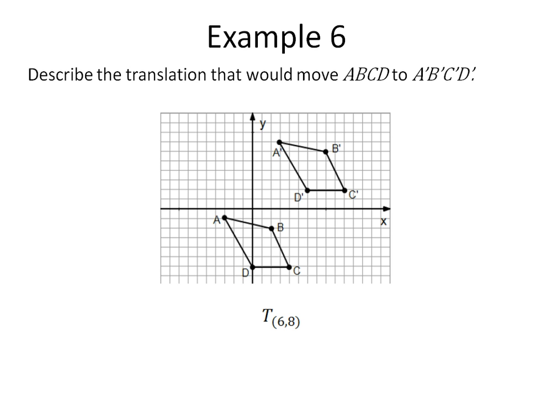If I want to check it myself, then I do the same thing for B and B prime, or C and C prime, or D and D prime. If I get the same result both times, then I'm pretty sure that's what I'm going to get.